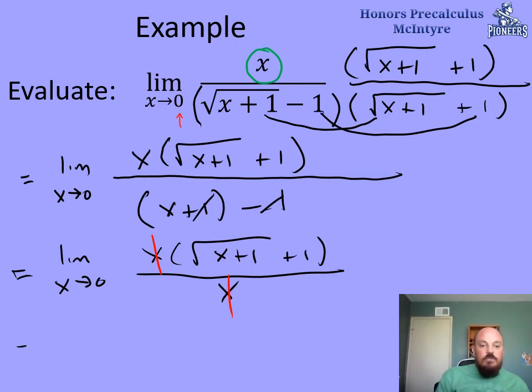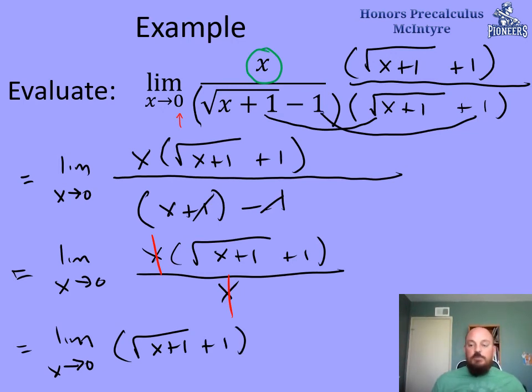Now what's left over here, I'll recopy it. Limit as x approaches 0 of just square root of x plus 1, plus 1. And now I'm going to plug in 0 for the x that's remaining. So for the last part of the question, if I do direct substitution, I get square root of 0 plus 1, plus 1. That would be square root of 1 plus 1, 1 plus 1. That's going to be 2 again. We'll get the same answer as last time.